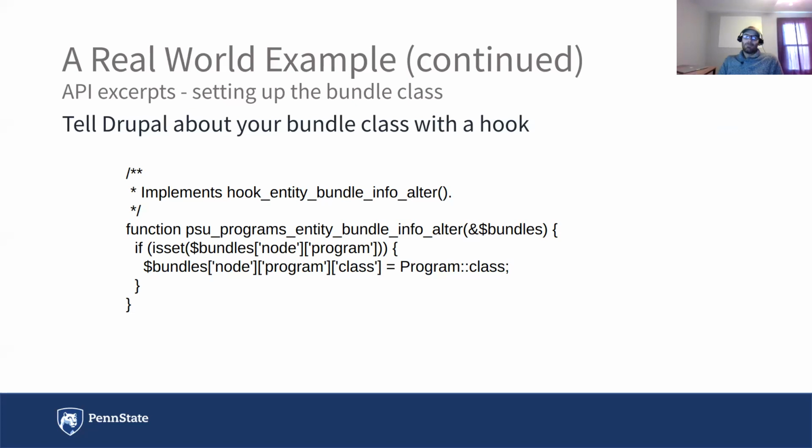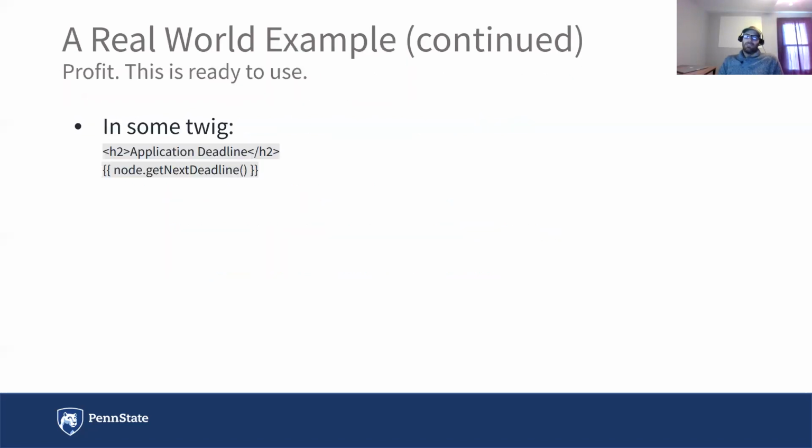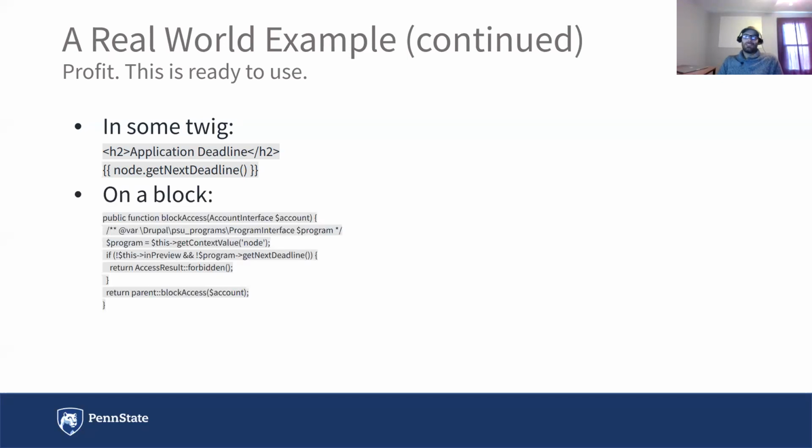Take the class property and replace the node class with our program class. After we do this, every place in Drupal that we have a node object, it's actually going to be an instance of our bundle class. So within Twig, we can just call getNextDeadline, which calls through to our bundle class, which uses the service to grab info from the CRM. No pre-processing hooks needed. We can use it on a block.